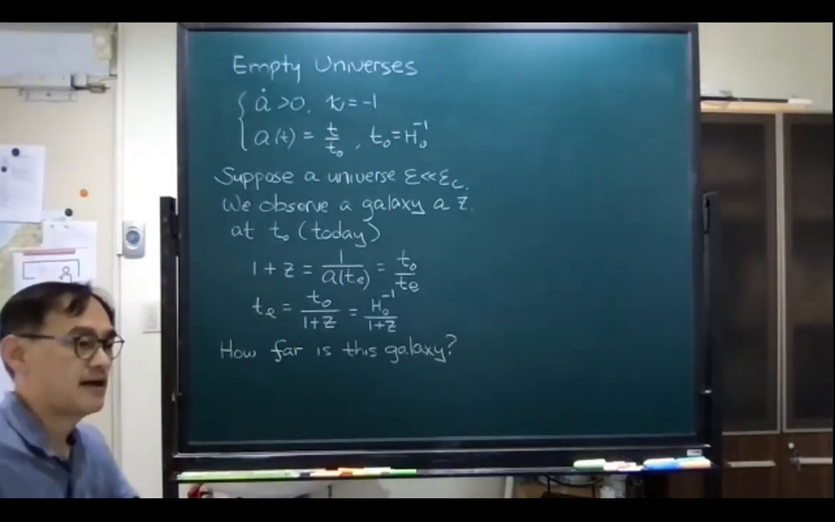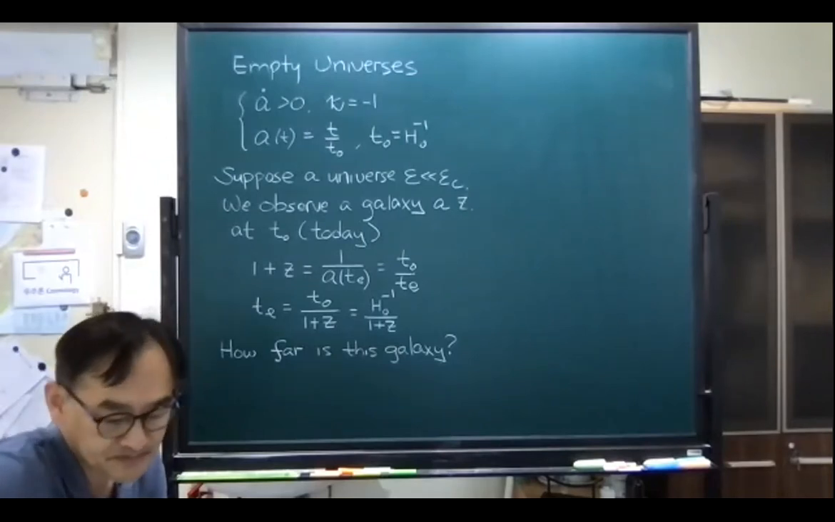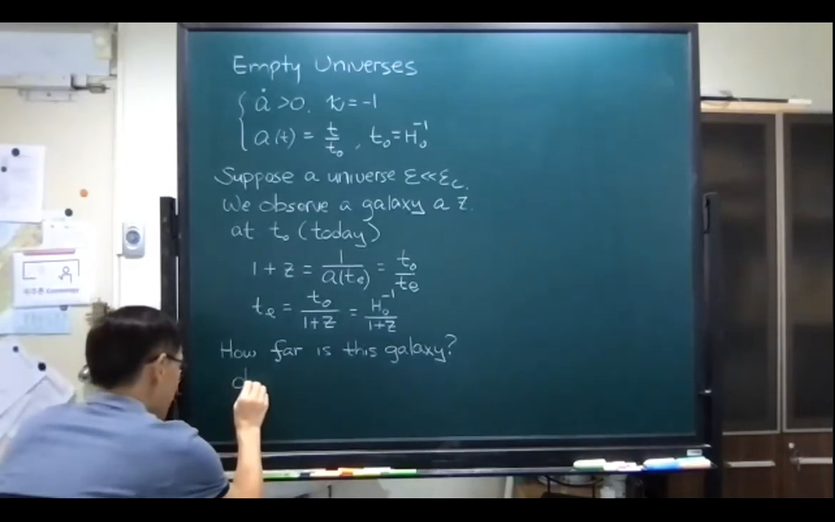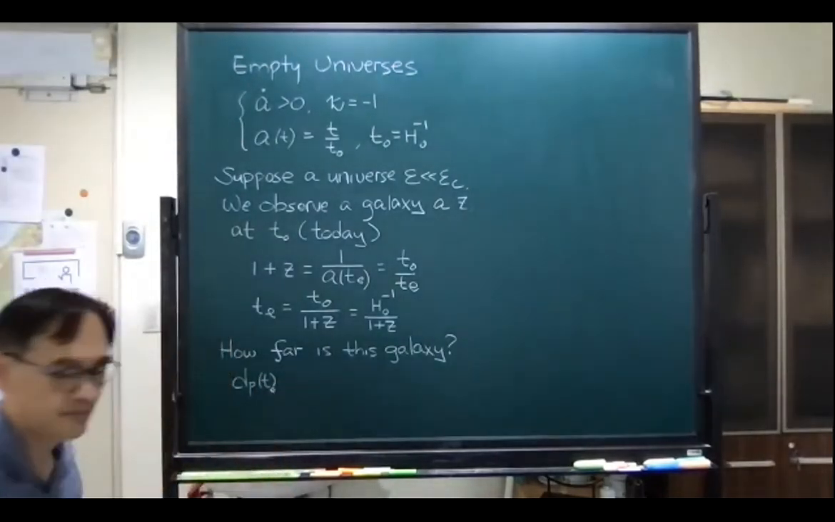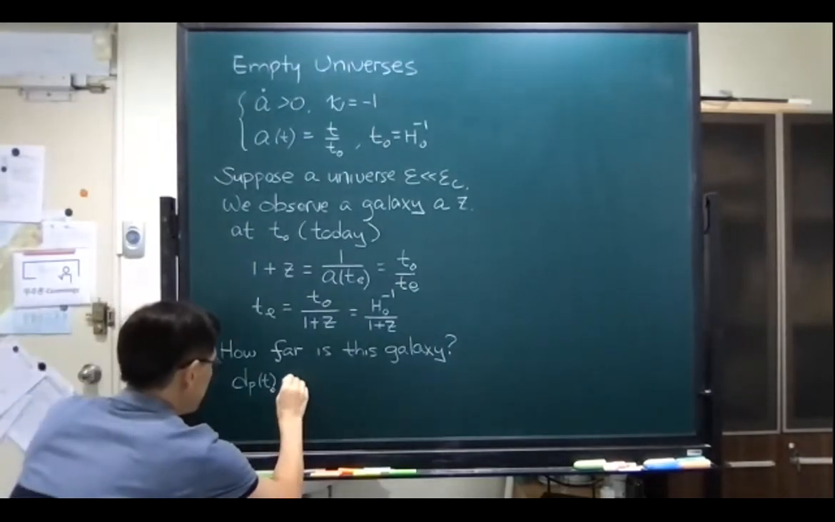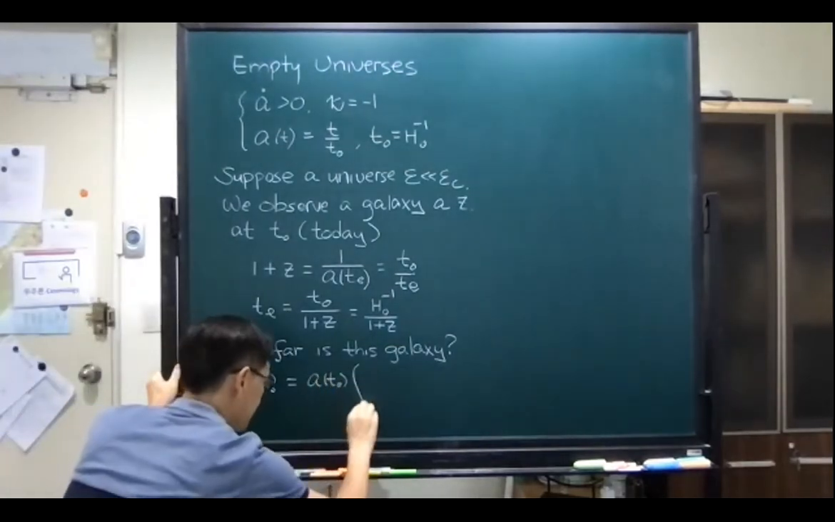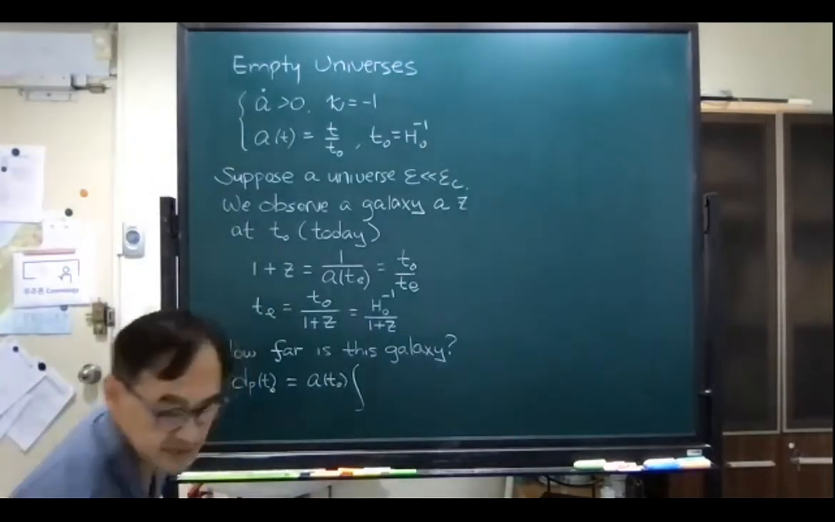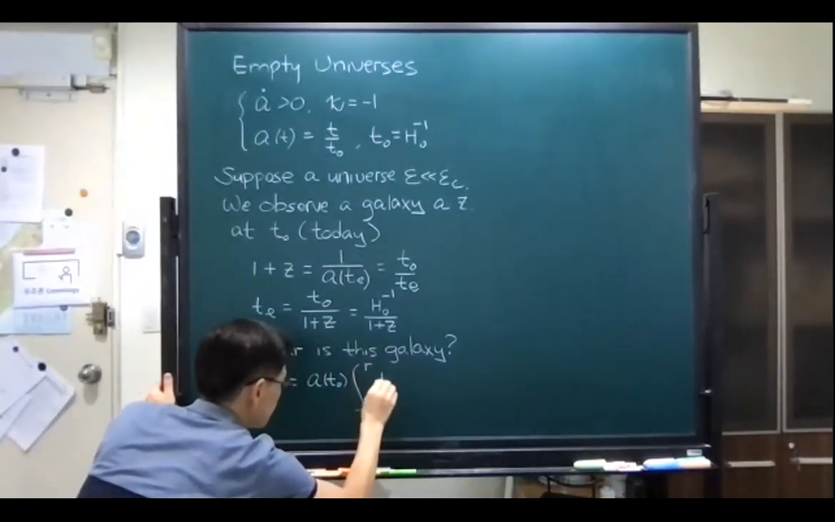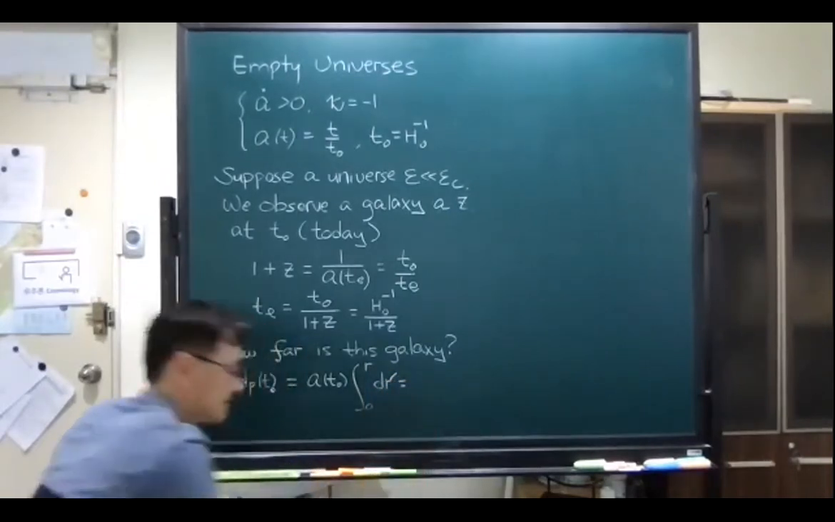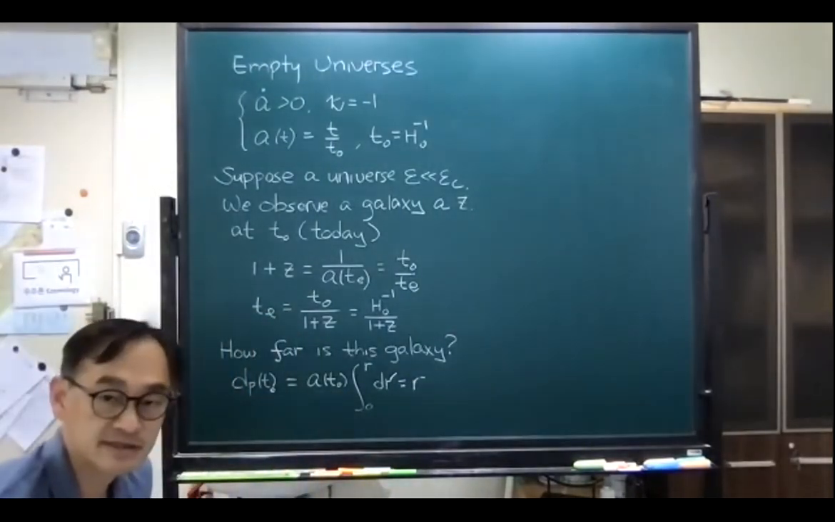One way of answering this question is to calculate the proper distance. We discussed this proper distance right now, at t0, is the integral. We have the scale factor evaluated today and the integral from the distance, which is nothing but r, because this is 1. This is what we already discussed in the previous chapter.